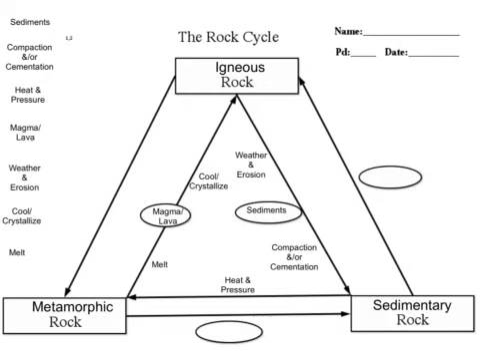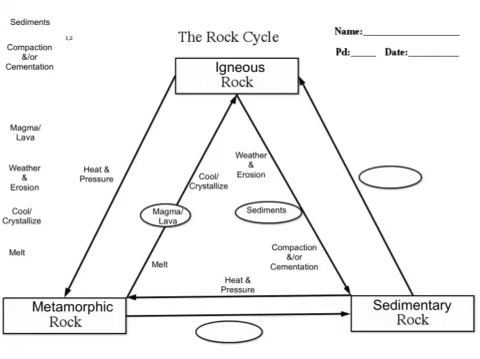Now let's go the other way. Let's go from an igneous rock to a metamorphic rock. Again, think about how metamorphic rocks form. They form from an existing rock undergoing heat and pressure.